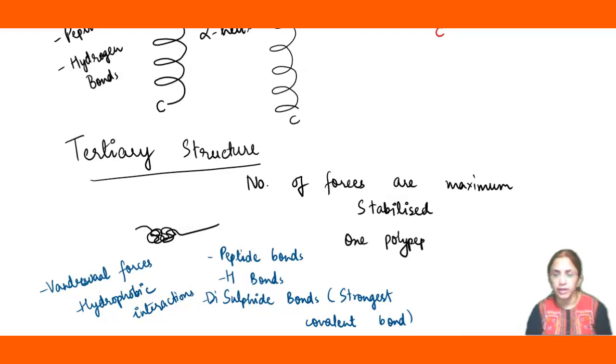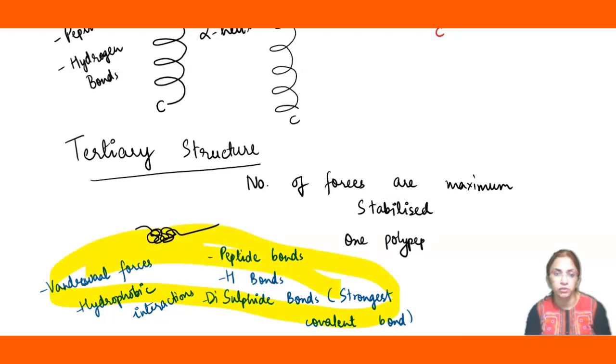You know, enzymes are the biocatalysts. They help in speeding up the rate of the reaction, and they have an active site to which a substrate binds. So this active site is formed on the enzymes by the combination of all these forces which are written here and colored yellow. Okay, so tertiary structure is the most stabilized structure of the protein.